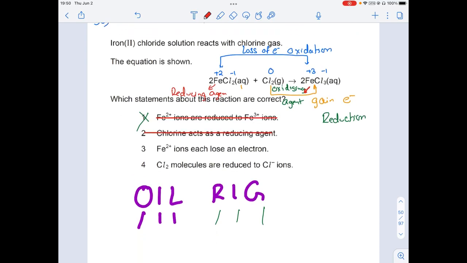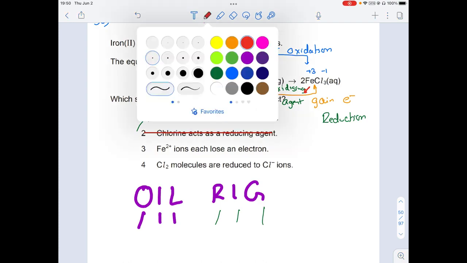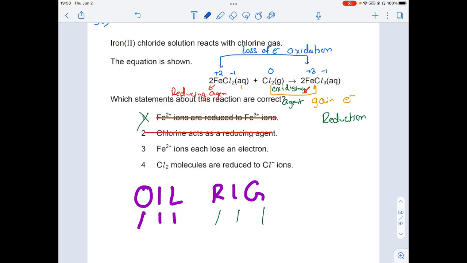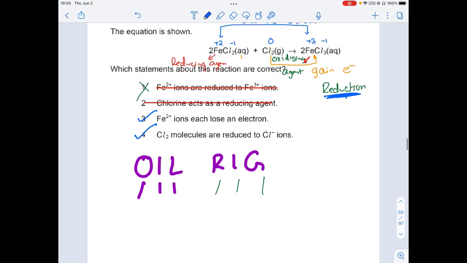So what all are correct now? Fe+2 ions each lose one electron. Yes, that is correct. Fe+2 loses one electron and goes from +2 to +3. Chlorine molecules are reduced. Yes, chlorine molecules undergo reduction and it is called an oxidizing agent. So options 3 and 4 are correct. So what are the options over here? Option A was 1 and 2. Option B was 2 and 3. Option C was 2 and 4.